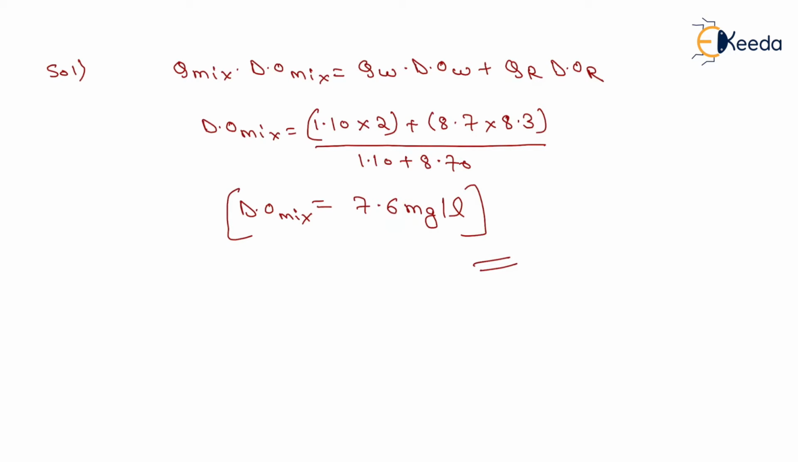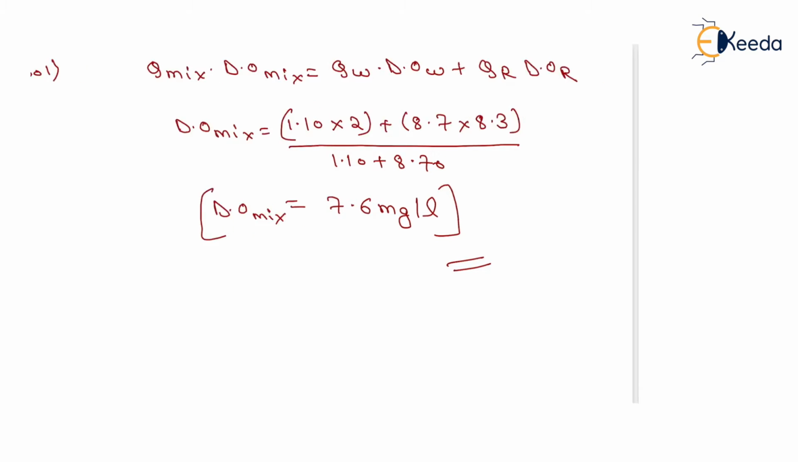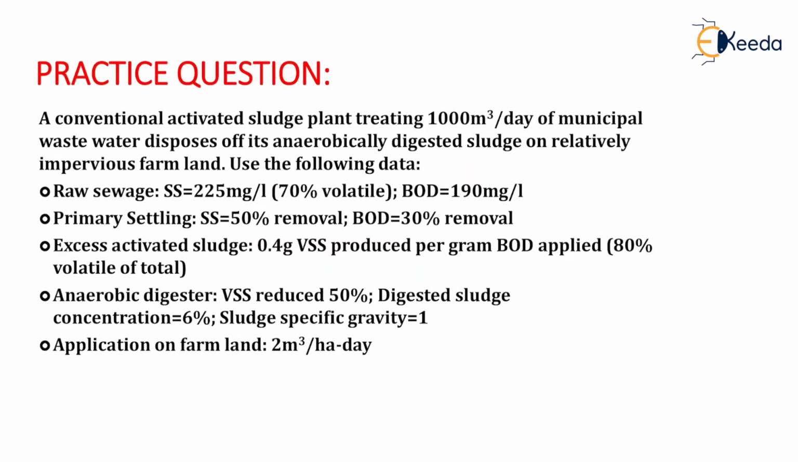Okay students, now we can move to the next question. A conventional activated sludge plant treating 1000 meter cube per day of municipal wastewater, which means the discharge is given as 1000 meter cube per day, disposes of its anaerobically digested sludge on relatively impervious farmland.